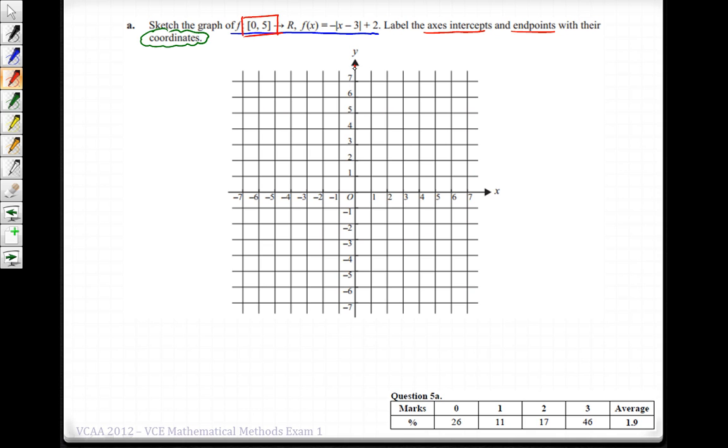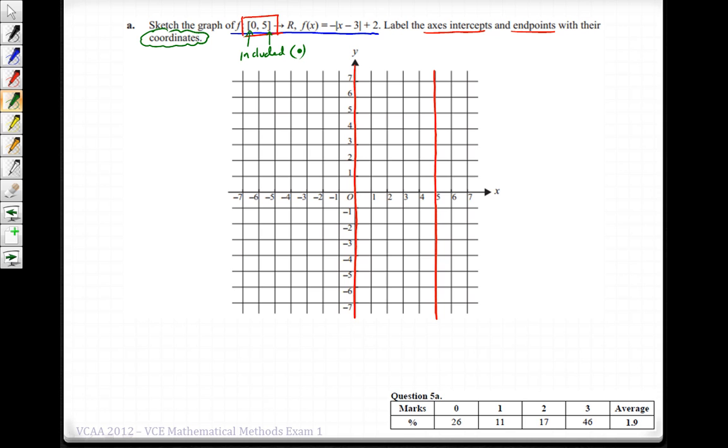to be really important. So I'm going to put a big red line down the x equals 0 and the x equals 5 line. So we're going to chop off everything that's outside there, but we are going to include those values because of this square bracket. So these are included. So we're going to use colored in dots.